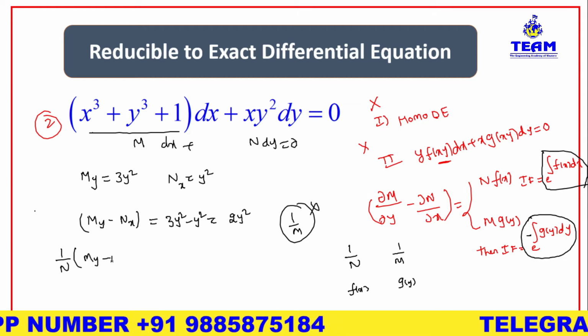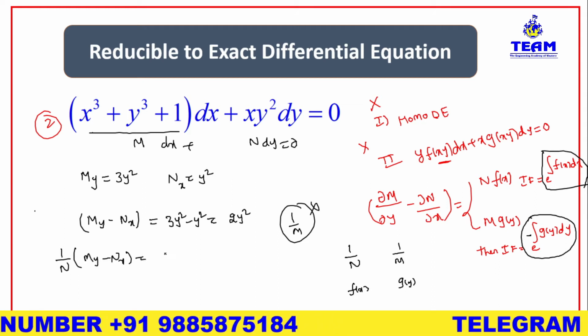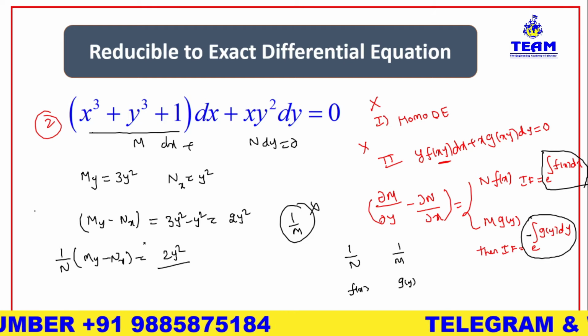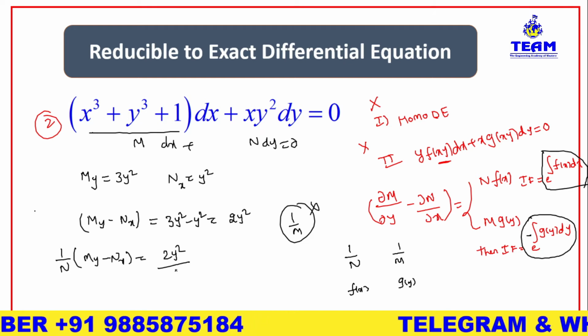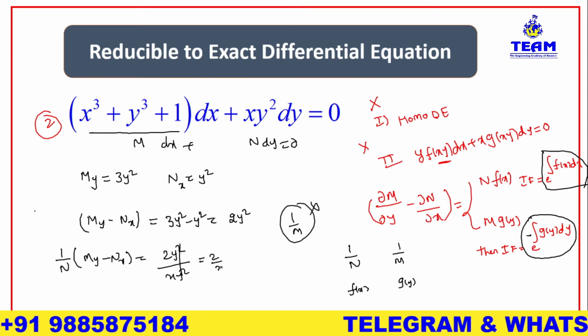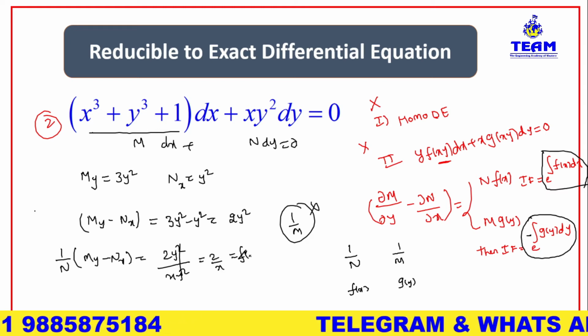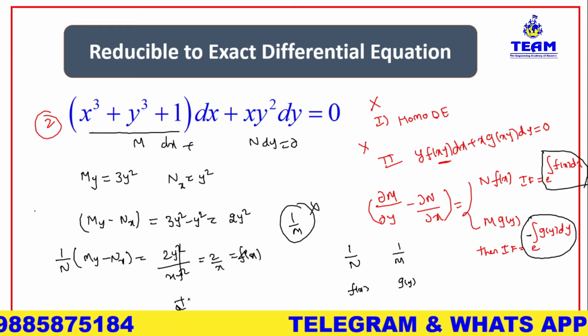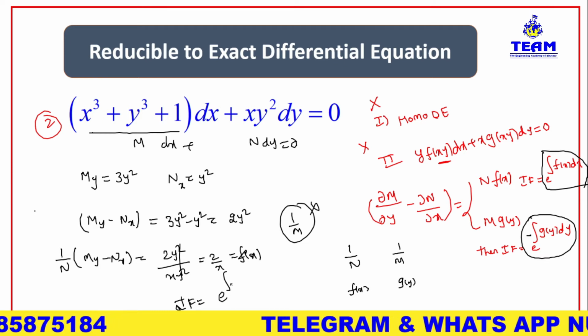∂M/∂y minus ∂N/∂x. You observe 2y² divided by N. What is the N here you have? xy². So in the numerator y², in the denominator y², getting cancelled, then you have 2 by x. So it is a function of x alone or not? Yes. So what is the integrating factor we have? e to the power of integral f of x dx.